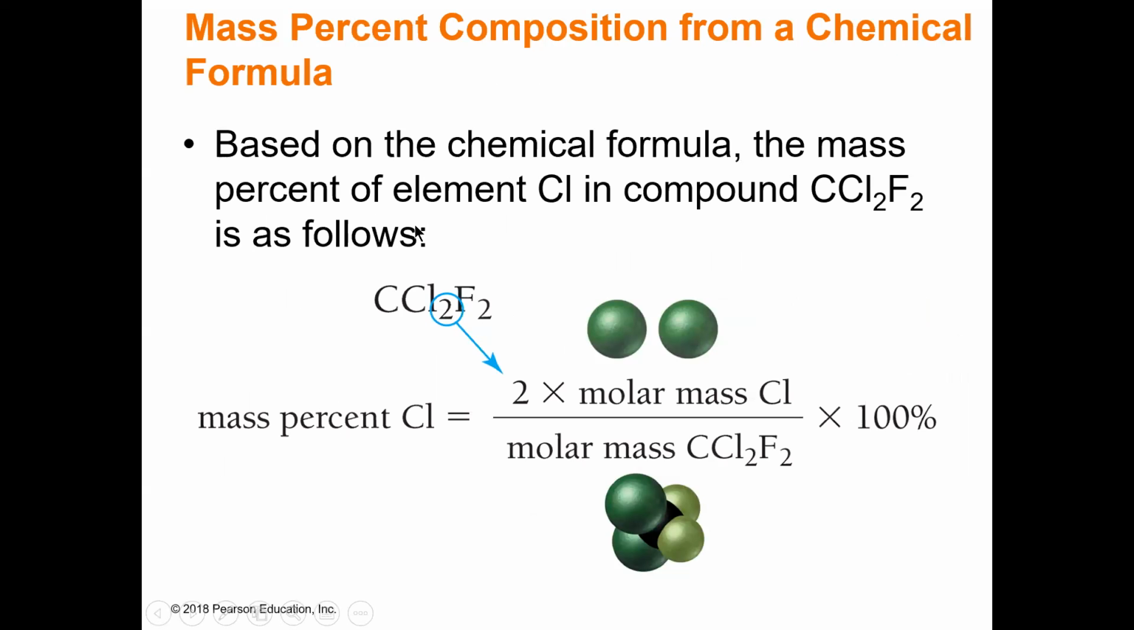Let's say we have this formula here, CCl2F2. If I want to find the mass percent of chlorine, I'm going to take the mass of the chlorine, but I do need to multiply it by 2 because there are in fact 2 of them, divided by the molar mass of the entire compound, and then multiply by 100.